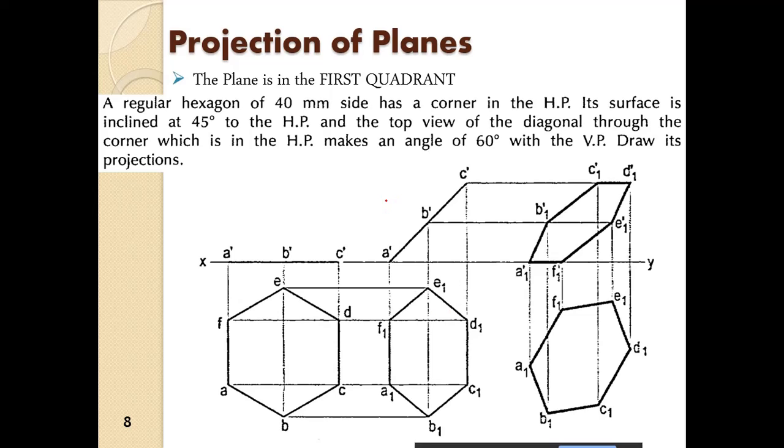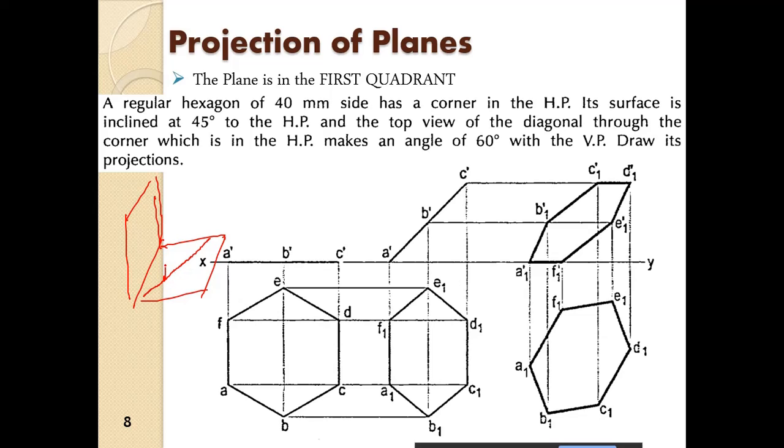Now this particular question which we discussed in our previous class is actually in the topic of oblique planes, right? So a regular hexagon of 40 mm side has a corner in the HP. So first of all, if I draw the hexagon here, one point is on the HP. Alright, the top view of the diagonal through the corner is making an angle of 60 degrees.